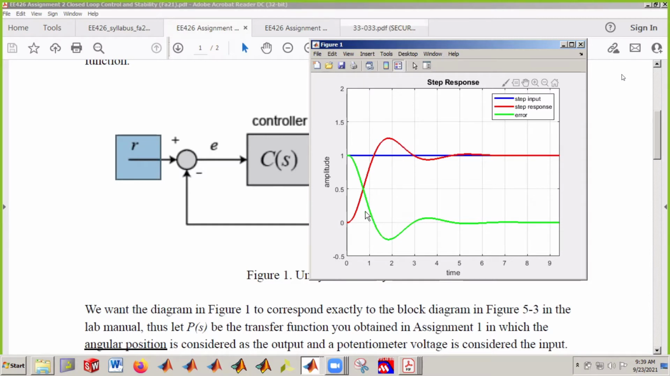You see the motor starts from rest, or from 0 angular position, and when you input this step, the motor starts moving. You can see my cursor, so it starts moving. And then because this is a physical system, depending on how you drive it, you may have some overshoot here.